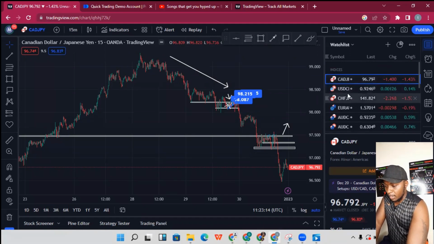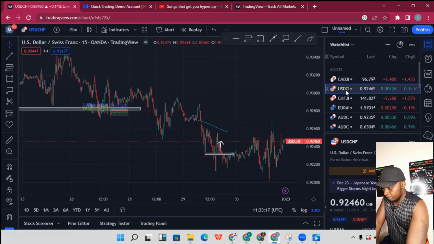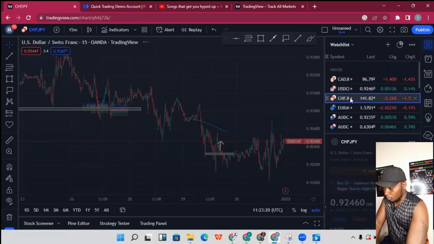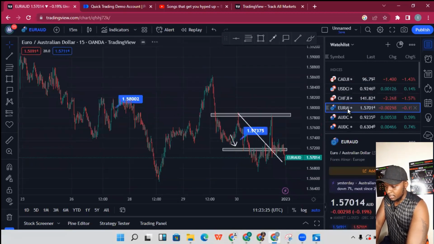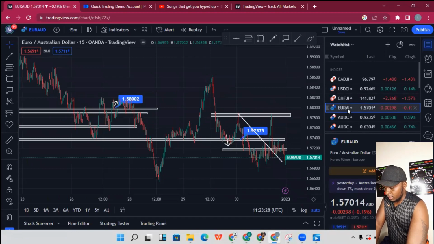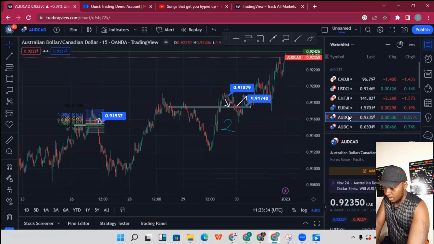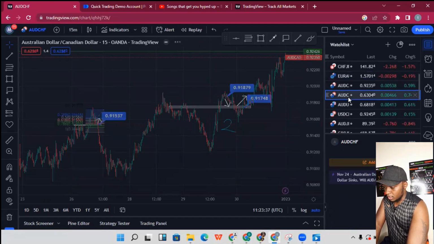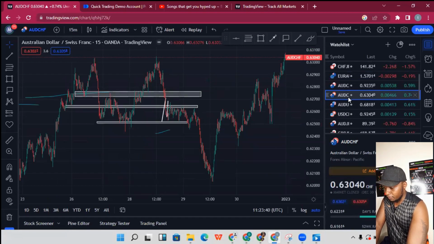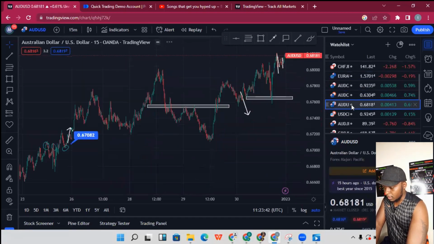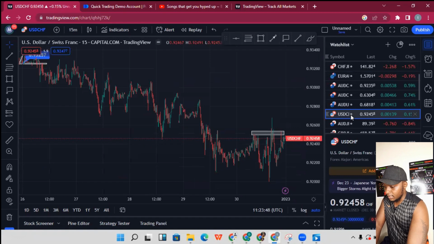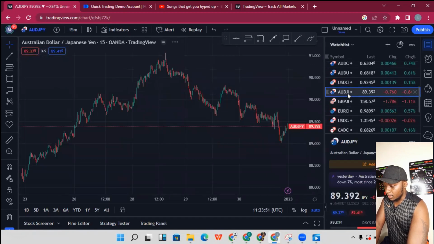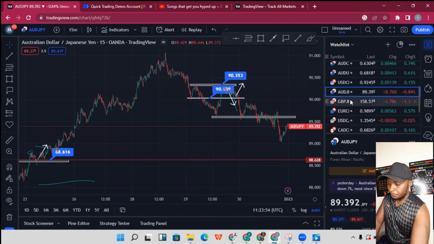So CAD JPY, we have USD CHF, we have CHF JPY, and you can see all these currencies. My charts are actually dirty because I do a lot of analysis. You can use EUR AUD. The next one is AUD CAD, then AUD CHF. The other one is AUD USD. The other one is USD CHF. The other one is AUD JPY.